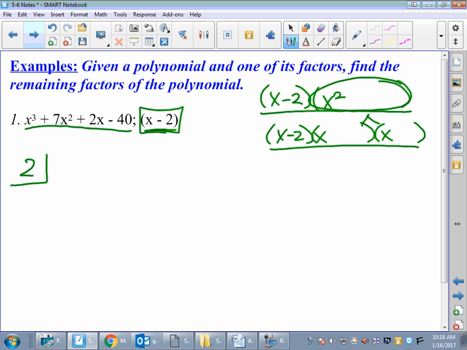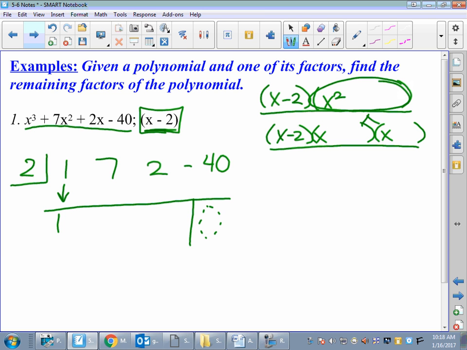So I'm going to put a 2 up in the corner, 1, 7, 2, -40. And the whole goal, if they told me that x minus 2 is a factor, x minus 2 should go into it evenly, I'm anticipating 0 here. So really, I'm not concerned with the 0.